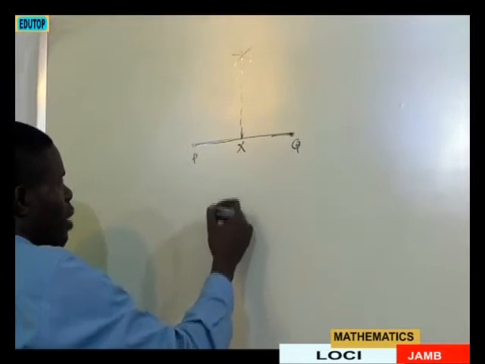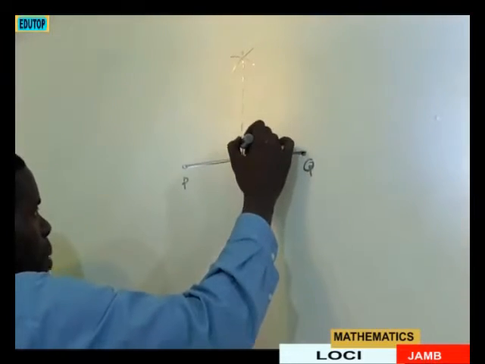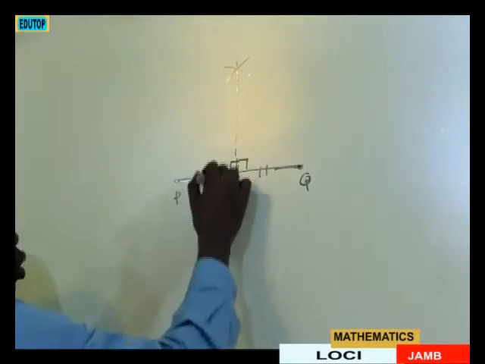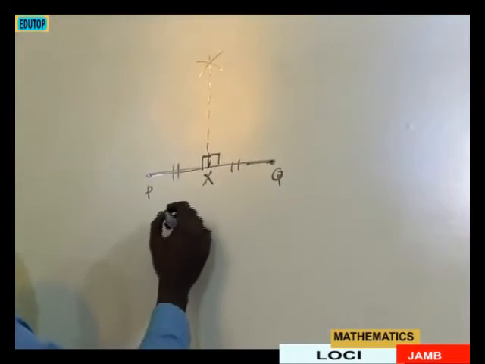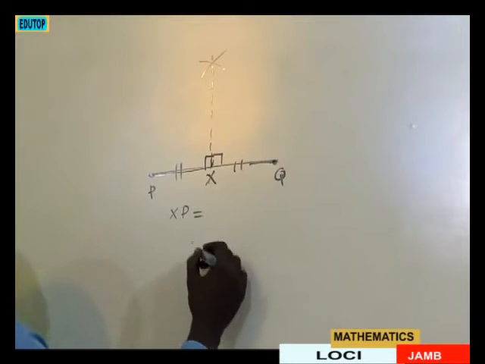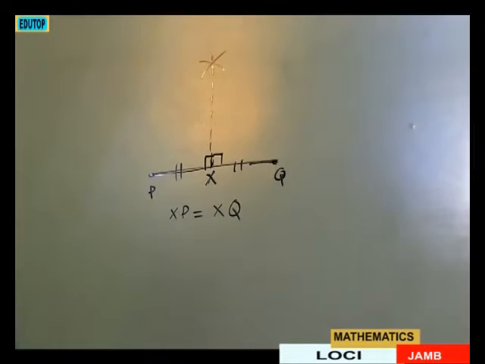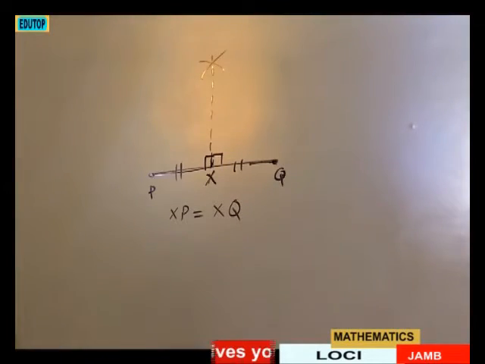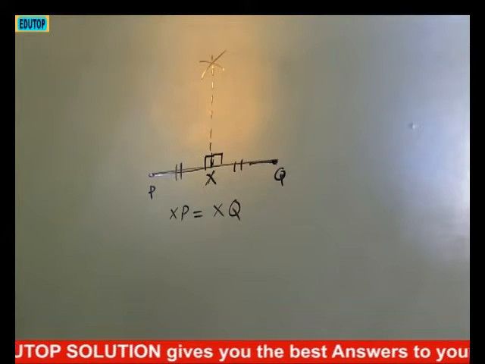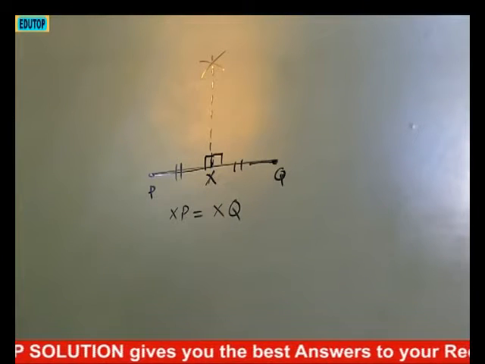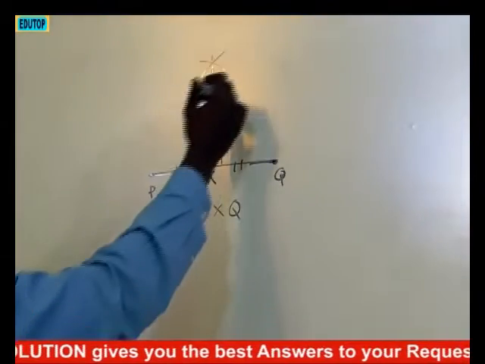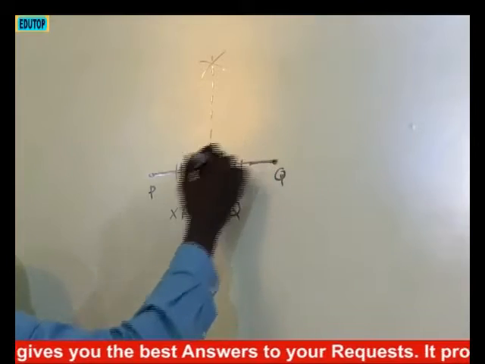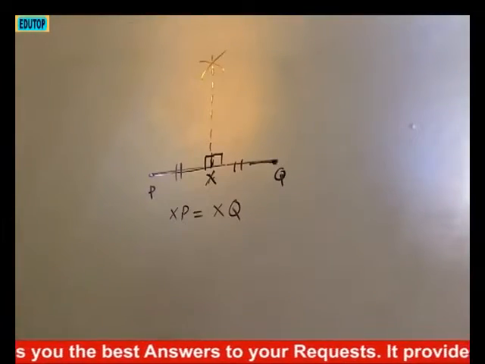Now, remember that this one will definitely be a perpendicular bisector of these 2 fixed points, that's PQ. So automatically XP should definitely be equal to XQ. Then the question is, what is the locus of X? Look at this, the locus of X is this. So automatically, it is a perpendicular bisector of PQ. So let's go to our options.